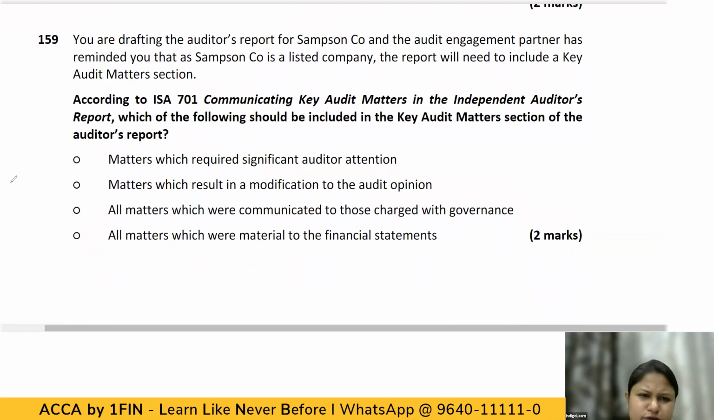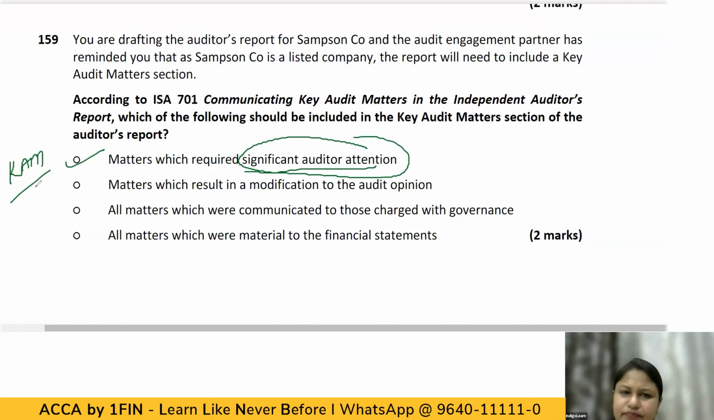So what defines CAM? For this also, you don't have to read the scenario. This is basically the concept of CAM. Matters which require significant auditor's attention, obviously the first one. The matters which require significant auditor's attention is only CAM. Matter which result in modification, no, that you'll always include in which paragraph? Basis for modified opinion. Though it is by nature a key audit matter, you have a separate section in the audit report, so you'll include it in basis for modified opinion.